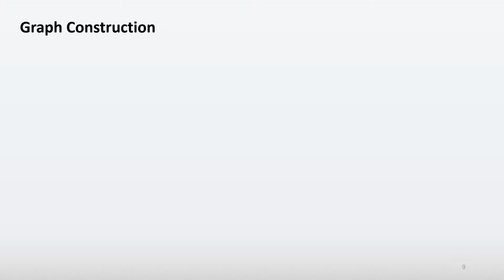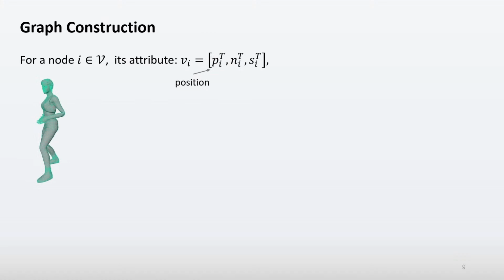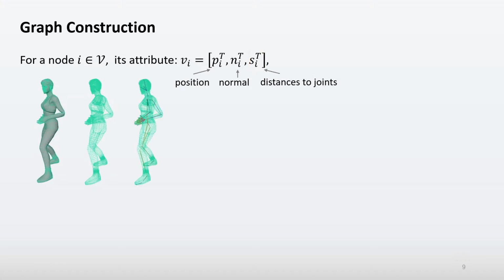We next assign attributes to graph nodes. For one node, its attribute vector can be defined as Vi with 3 elements. Pi is the vertex position, Ni is the normal of the vertex, and Si is the distance vector to all skeleton joints. In this way, Vi contains both the mesh geometry information of the corresponding mesh vertex and its relative position to the skeleton. In total, the dimension of Vi is 6 plus the number of joints J.